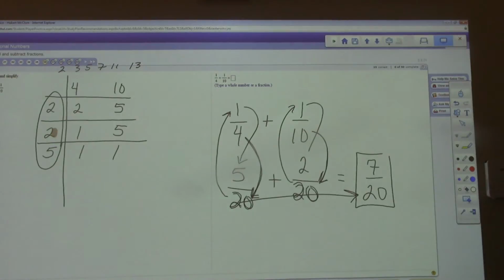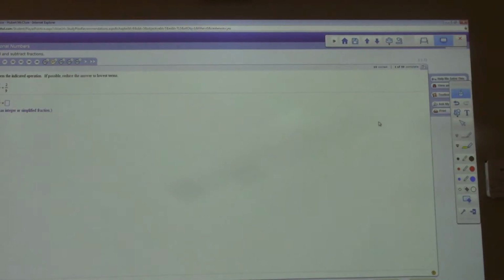It's real simple if you do it this way. I know 7 divided by 20. We got it right. All right, that one's a little bit easy, but we'll try it. Go ahead and do that one. I'll let y'all do it. I'll write it down big for you.